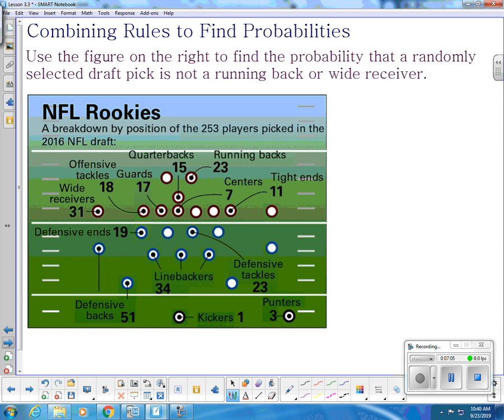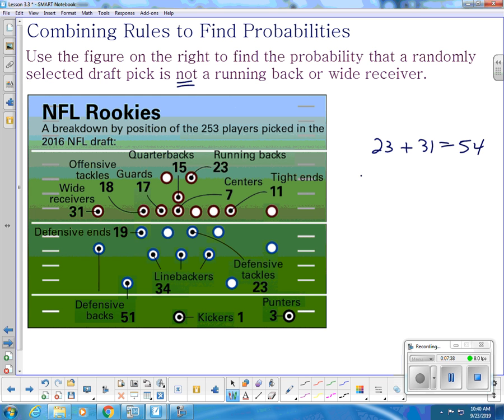Okay, last slide, for those of you who are counting. Use the figure on the right to find the probability that a randomly selected draft pick is not a running back or wide receiver. So there's a whole bunch of numbers up here. Do we have to add them all up? Can I just take the running backs? How many are running backs? 23 plus 31. That gives me 54.